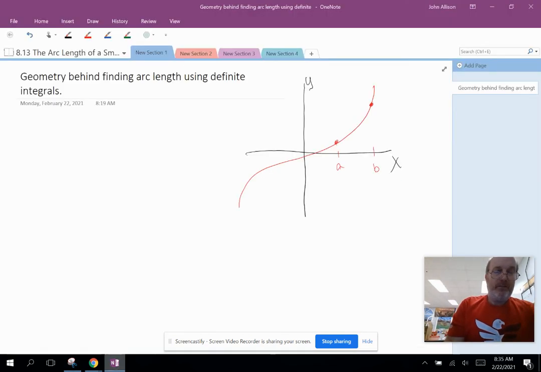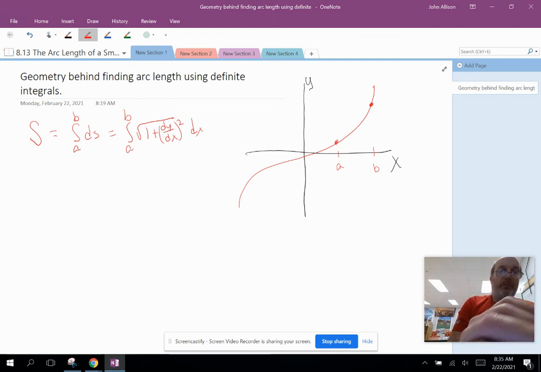So let's look at this again on our OneNote. And we've just established that the arc length S, as we go from A to B on some curve, is equal to the integral from A to B of ds, changes in the arc length, which is the same as the integral from A to B of the square root of 1 plus dy over dx all squared times dx. So if we can integrate that function, we can get the arc length. Let's try this with a really, really simple curve, one that we really don't even need this for.